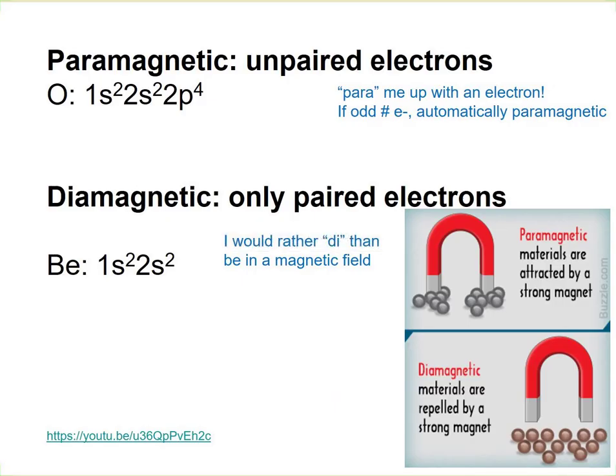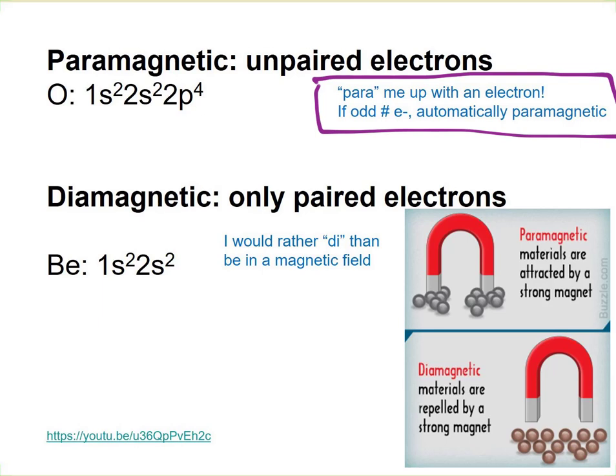So paramagnetic and diamagnetic. In paramagnetic, that means there's unpaired electrons. That means in the presence of a magnetic field, there will be some attraction to that magnetic field. So one of my students came up with this saying, pair me up with an electron. So these are the ones that are attracted to a magnet.